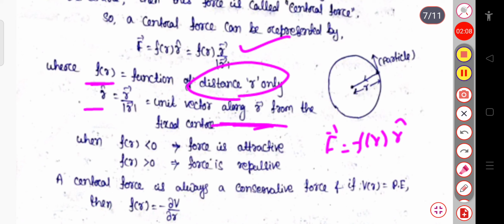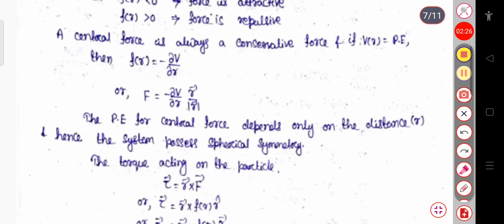And when f of r is less than 0, that is, when the force is negative, then the force is attractive in nature. And when f of r is greater than 0, that is positive, then that force is repulsive in nature. And you should note that a central force is always a conservative force.